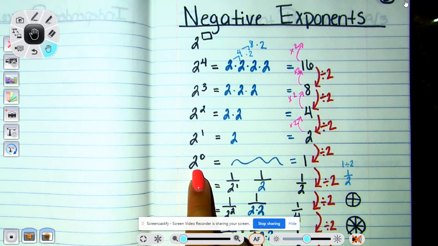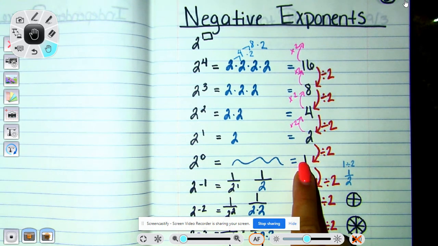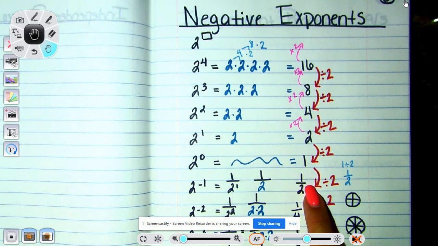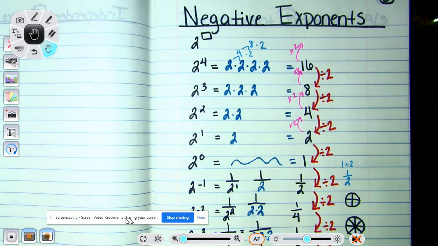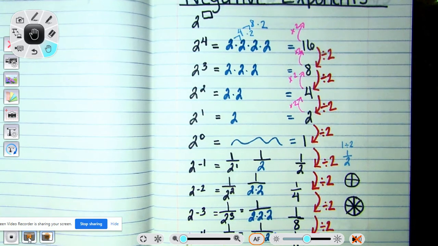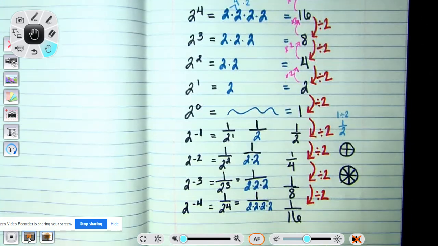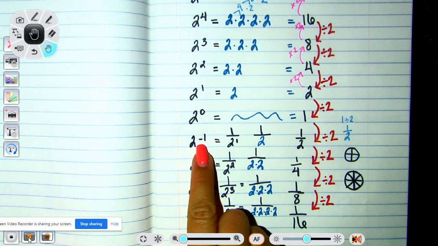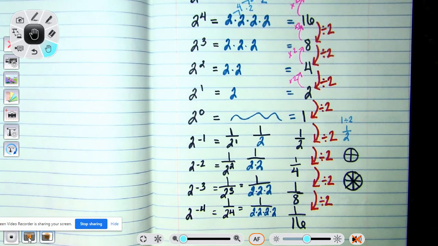So anything raised to the 0 power is the number 1. And if I do 1 divided by 2, I get a half. A half divided by 2, I get 1/4. And then 1/4 divided by 2, I ended up getting 1/8. And then that divided by 2, I got 1/16. So every single time that I had a negative exponent, really the operation that was happening was division, or the opposite of what you're saying.